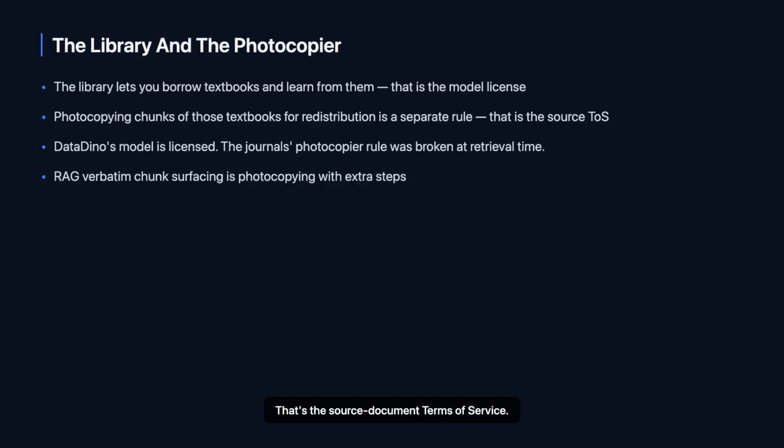DataDino's model was perfectly licensed. The photocopier rule was broken at retrieval time, because the RAG pipeline surfaced verbatim chunks without attribution. RAG verbatim chunk surfacing is photocopying with extra steps. Both contracts matter, and engineering owns the enforcement of the second one.